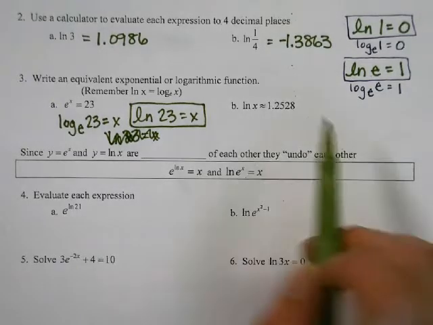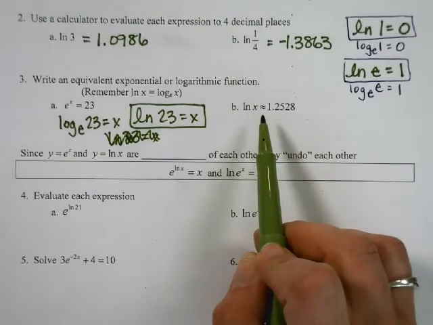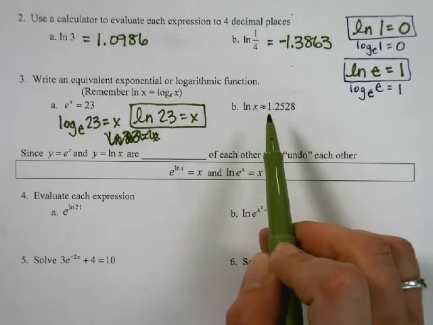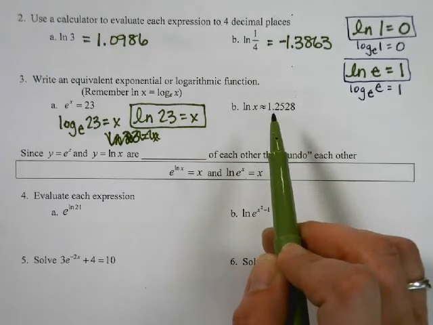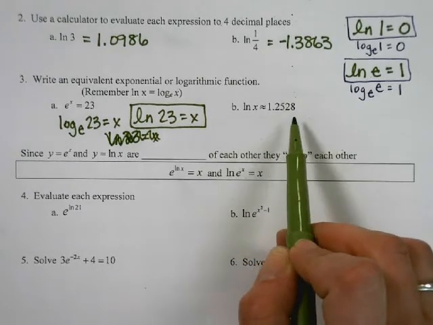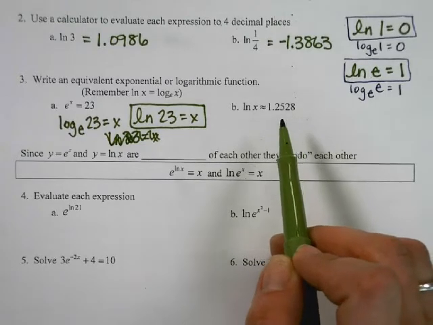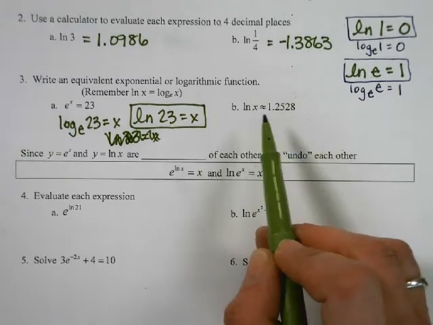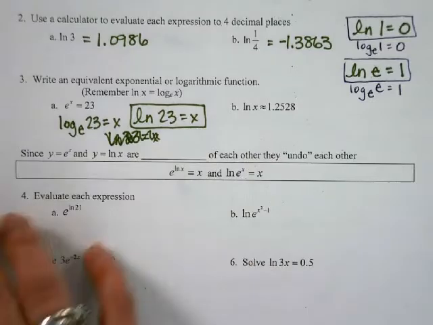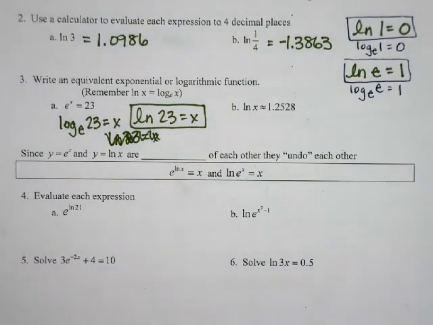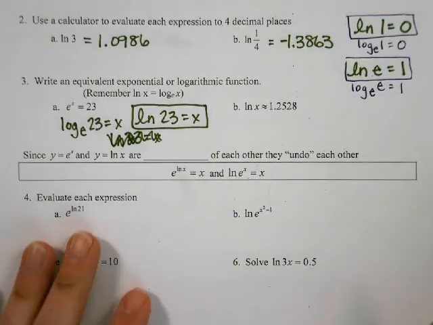Do you guys know what this squiggly equals means? Roughly, about, right? Approximately. So it's not exact. They've truncated this decimal, so that's about, yeah. I just wanted to make sure you understood what that was. Okay, how about this guy? The natural log of x equals 1.2528.